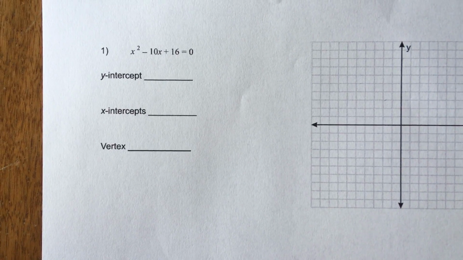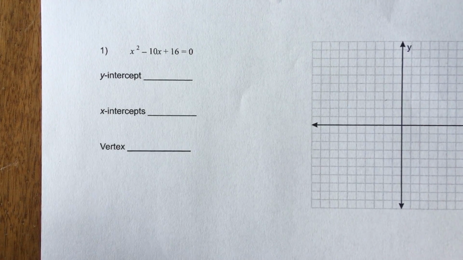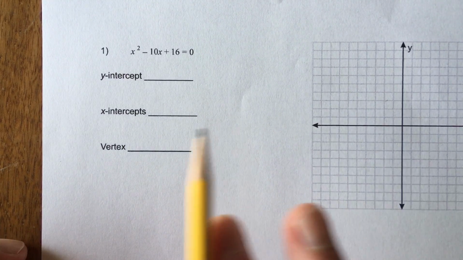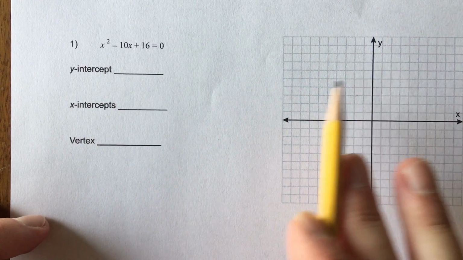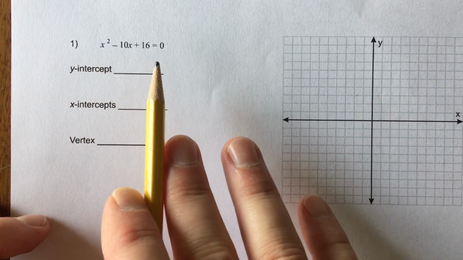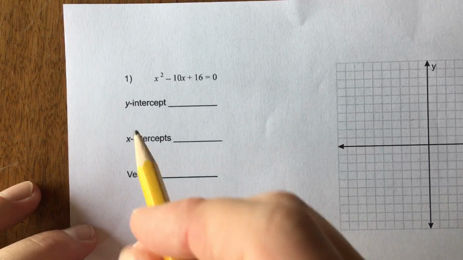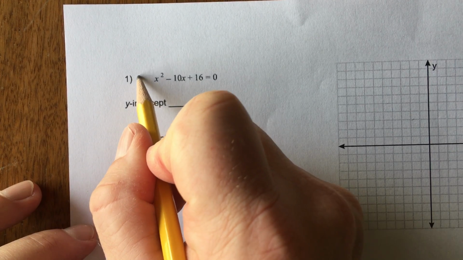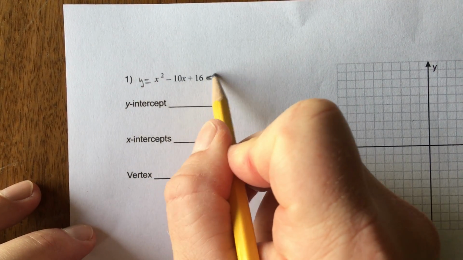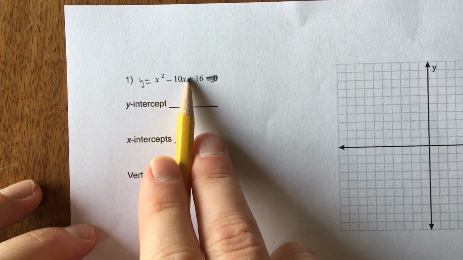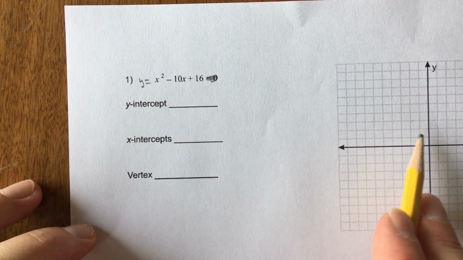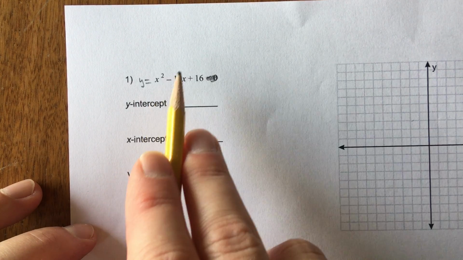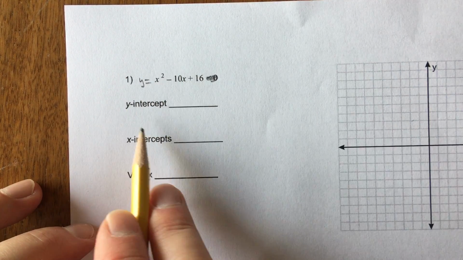Hi, this is for section 10.5, graphing quadratics, and what I want to do is just show you the three things that I want you to be able to find and label correctly on a graph when you're given a quadratic equation. Okay, so the first one here, we're going to have y equals x squared minus 10x plus 16. That'll be your equation, and we want to see what that looks like over here. So we're going to find three things.